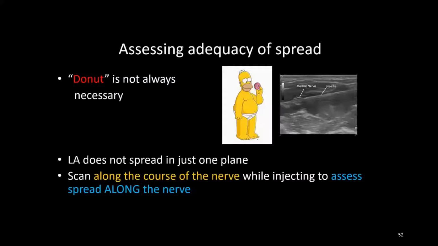So assessing the adequacy of spread, we have generally heard that after depositing the local anesthetic, we'll get a circumferential placement of the local anesthetic around the nerve, which we also call a donut sign. But it is not generally necessary that we will get a circumferential spread, as the local anesthetic does not spread in just one plane. It can go above or it can go downwards. So to check for the adequacy of the spread, after depositing the drug, we can always scan along the course of the nerve. Then we can see the spread along the nerve likewise.